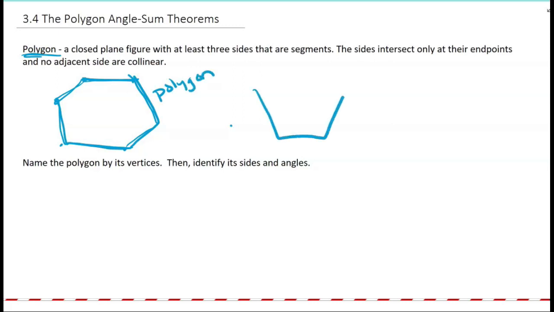Something like this is not a polygon. Why? Because it's not closed. It's not closed here, right? We want the shape to be closed.